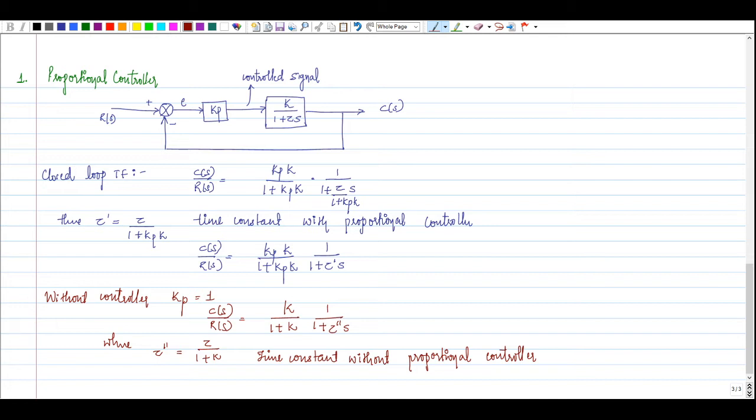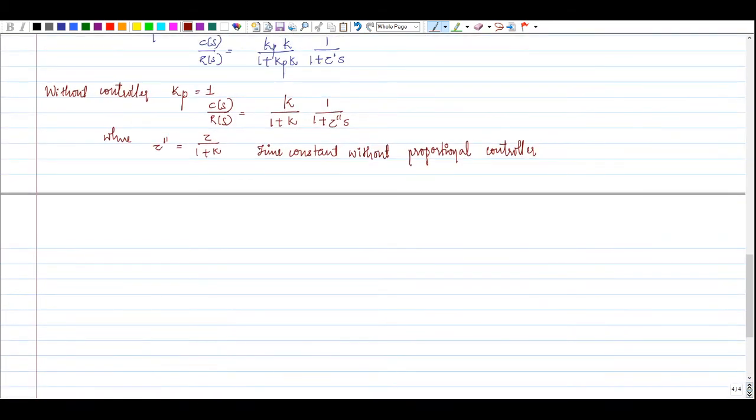Fine. So now comparing these two, you can see that the tau dash value is much less compared to tau double dash, because coming to tau dash, we have 1 plus Kp K, which is obviously greater than 1 plus K. So 1 plus Kp into K is greater than 1 plus K, and the tau dash value will be less than tau double dash.